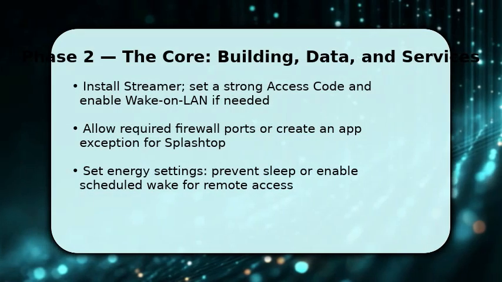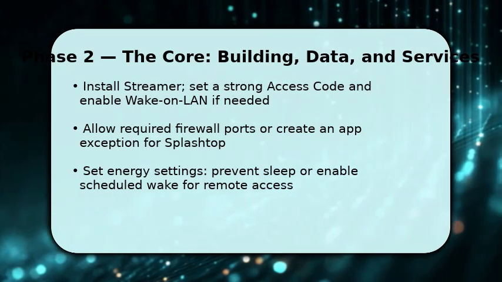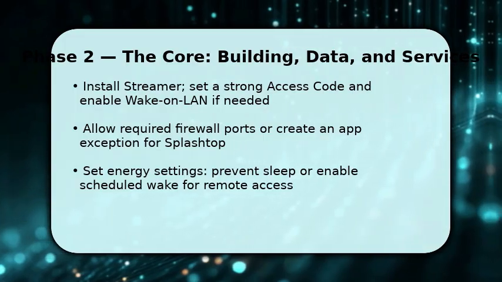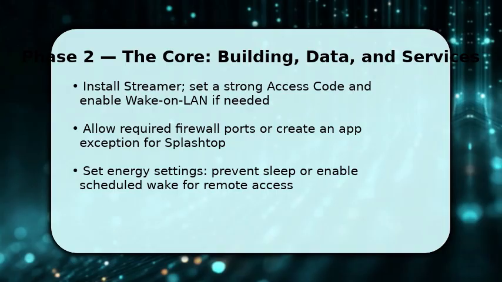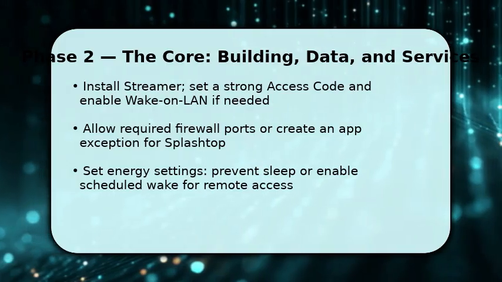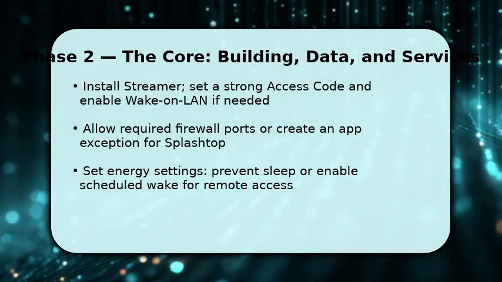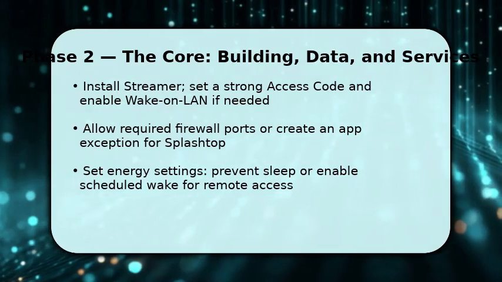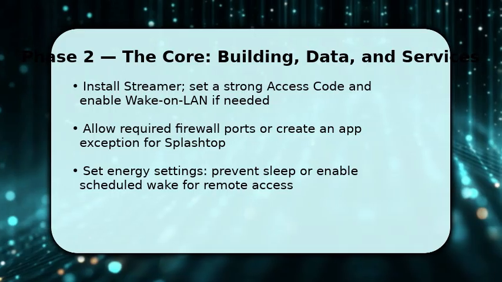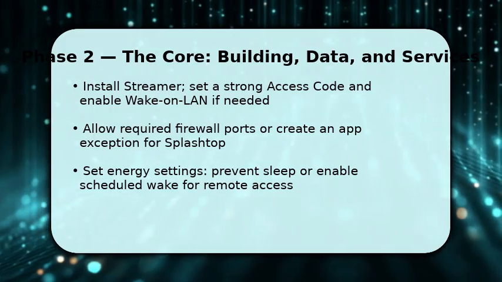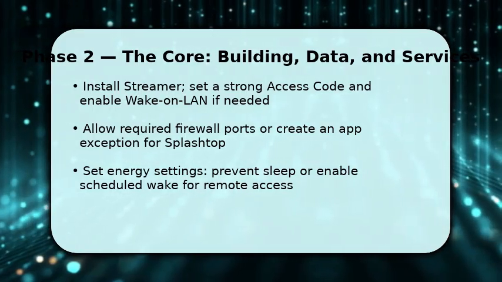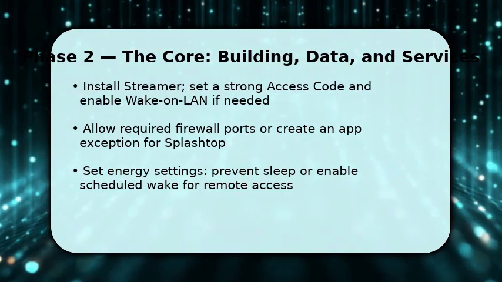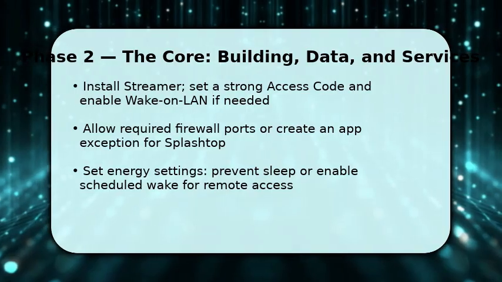You now configure the host for reliable remote connections. Open the streamer, set a strong access code, and enable security features like device authentication. Configure firewall rules or add Splashtop to allowed apps to prevent blocked connections. On routers, enable UPnP or configure port forwarding if your network requires it. Adjust power settings so the host won't sleep. Alternatively, enable Wake on LAN and test waking the machine. These steps ensure you can connect consistently and securely.